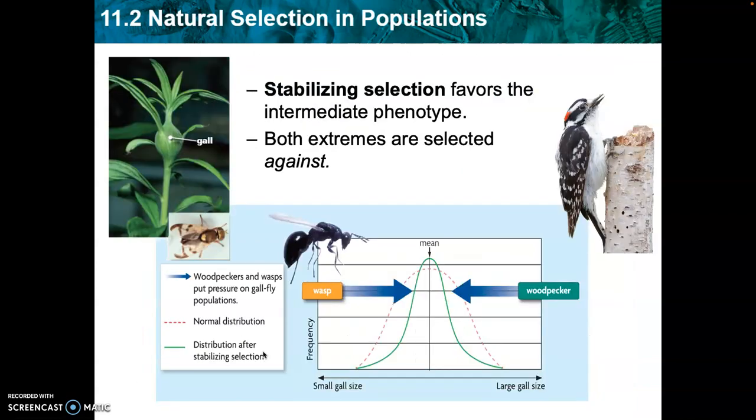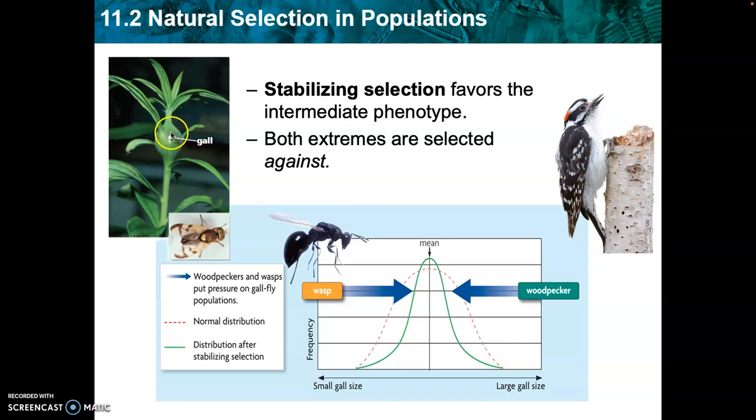Our next example is called stabilizing selection. And in stabilizing selection, now we have selection for that mean phenotype or an intermediate phenotype. And now both of the extremes are going to be selected against for whatever reason. So our example that we have here, there is a fly. This is the fly. It lays its eggs in this goldenrod plant here and produces a swelling on the stem called a gall. So the baby flies are inside of that gall.